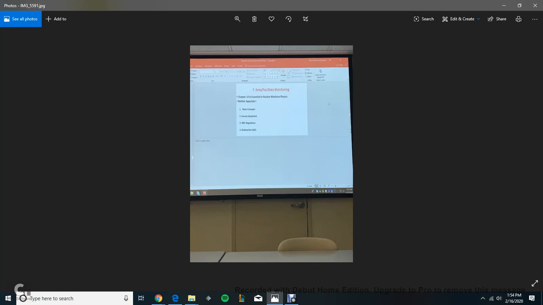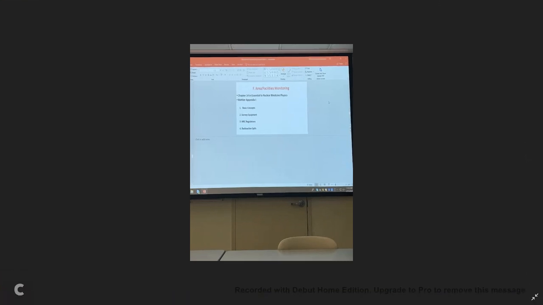All facilities monitoring, units of measurement. 1 becquerel is equal to 1 dps, which is equal to 60 dpm. 1 curie is equal to 3.7 times 10 to the 10th dps, 2.22 times 10 to the 12th dpm. 1 curie is equal to 3.7 gigabecquerels. 1 becquerel is equal to 2.7 times 10 to the negative 11th curie.